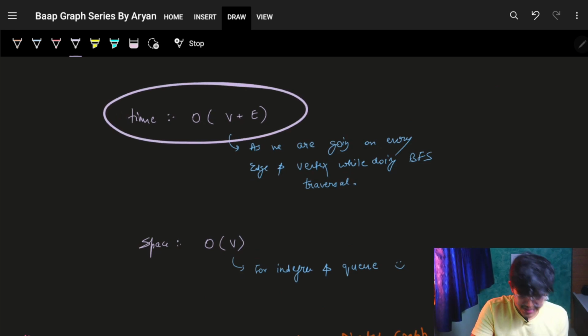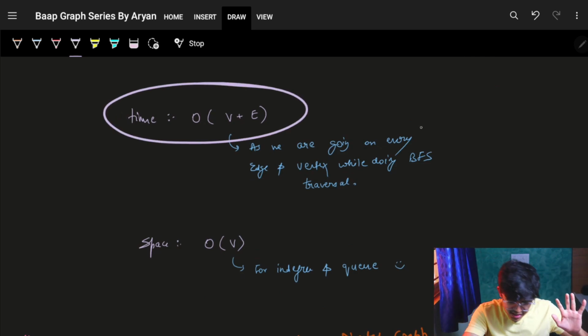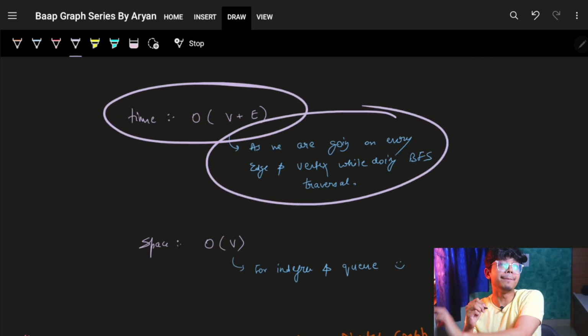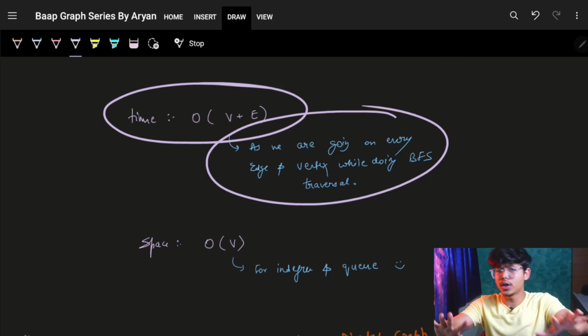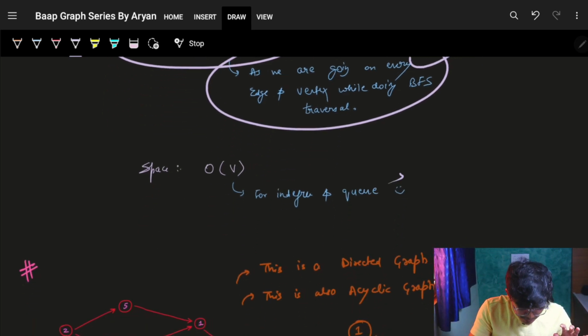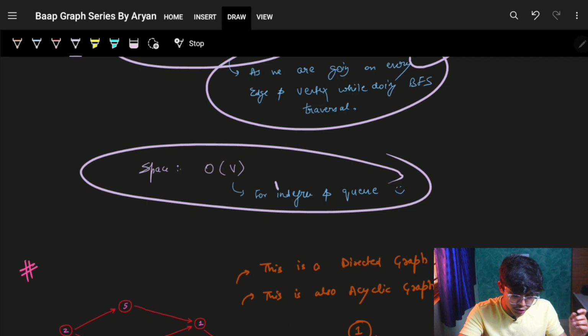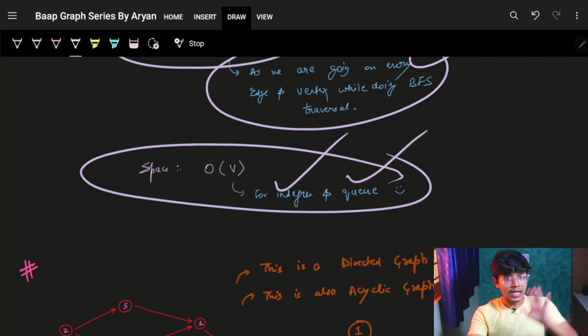Now the complexity is nothing but simple V plus E, which is the standard complexity of doing a BFS traversal. You go on to every node and every edge to actually find the answer. Space is nothing but O of V itself because you are using an in degree and a queue.